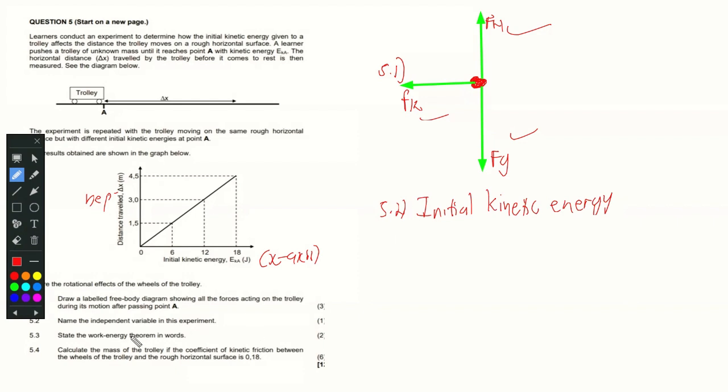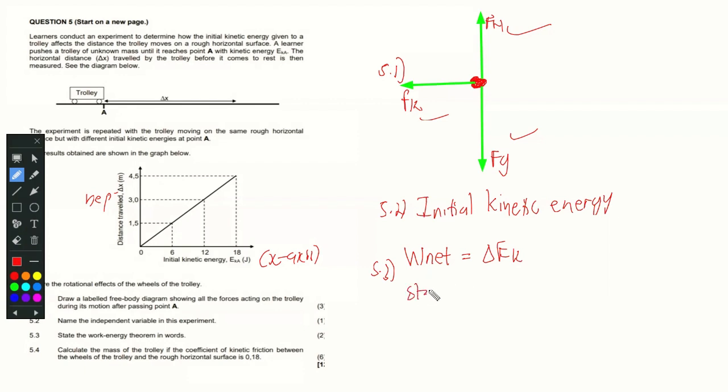Now let's look at this one. State the work energy theorem for 2 marks. So this was just a giveaway. Now remember, I said with the work energy theorem, you always have to remember the formula. W net is equal to change in EK. Then from this formula, you can remember the definition.